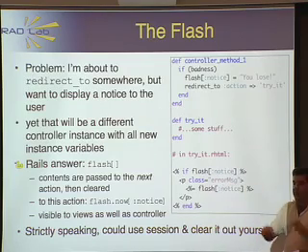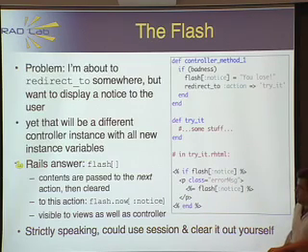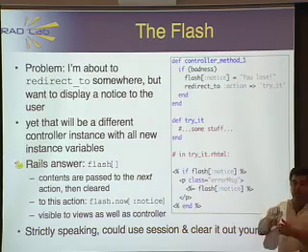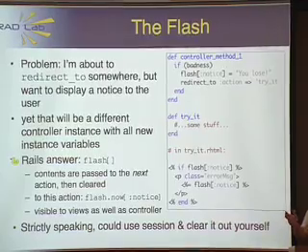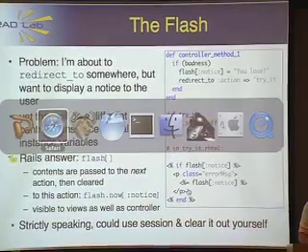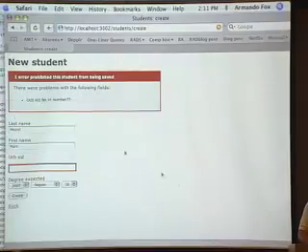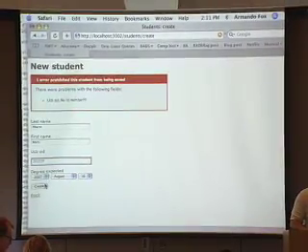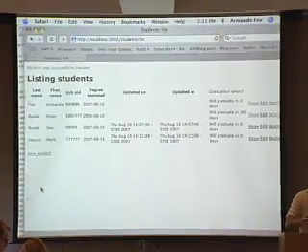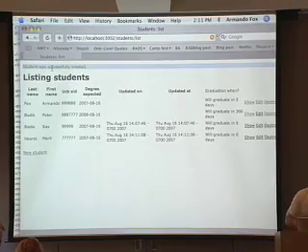So the flash is another magic, quacks-like-a-duck sort of hash. You can set the contents of the flash, and they're going to be passed to the next action invoked by that same user, and then they'll be erased automatically after that. So it basically gives you a way to put things in. Let's finish creating this so-called student. There we go. This student was successfully created.